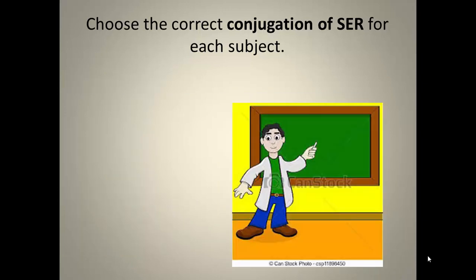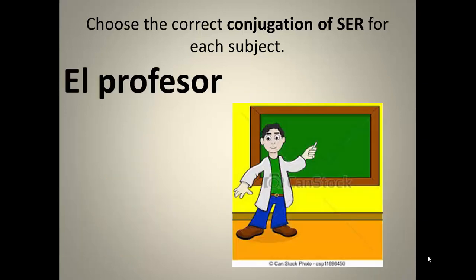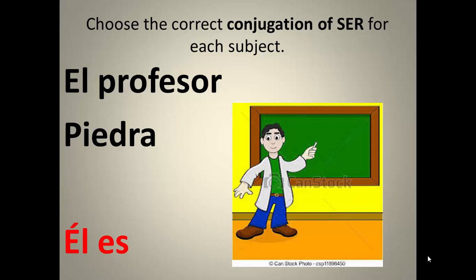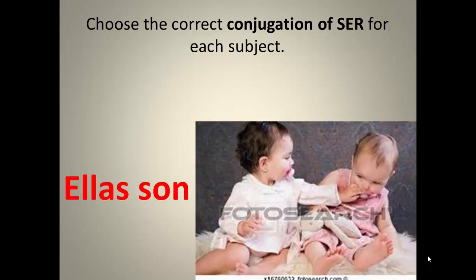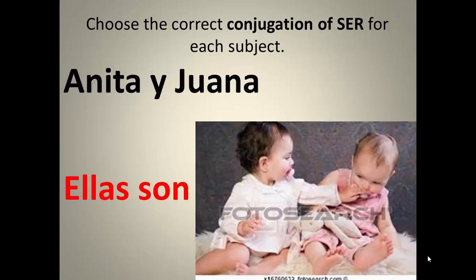Okay, number 3. El profesor Piedra. So what is this? What subject pronoun could you substitute for el profesor Piedra? It's a singular male, so it would be él, right? And it would be él es. So it would be el profesor Piedra es inteligente. Number 4. Oops, there's your answer. Anita y Juana. Right? That would be they, so it would be ellas, so it would be ellas son jóvenes.